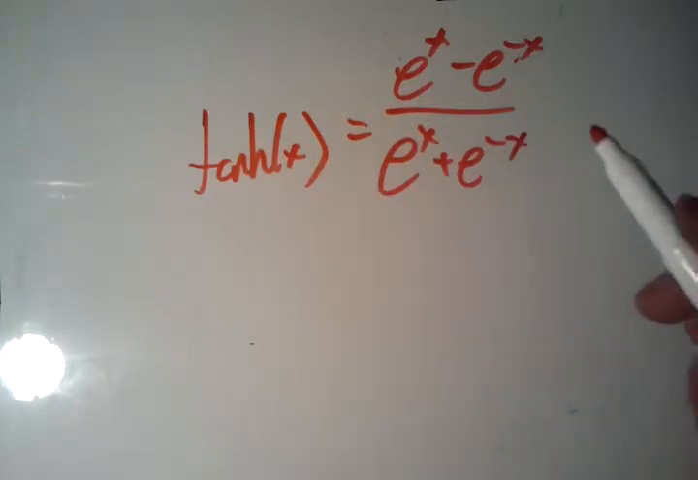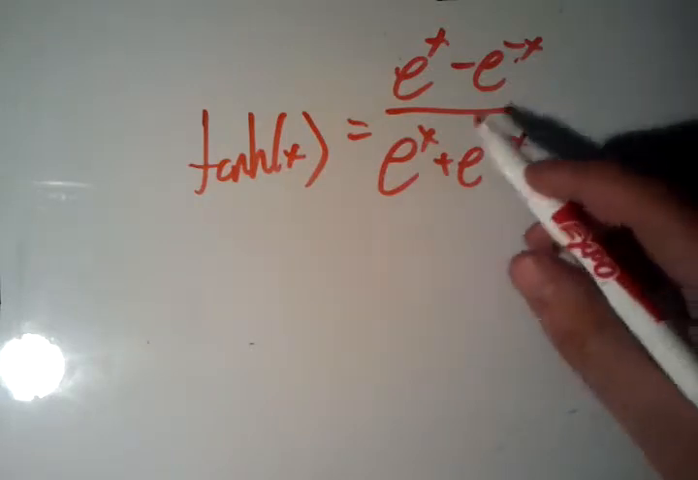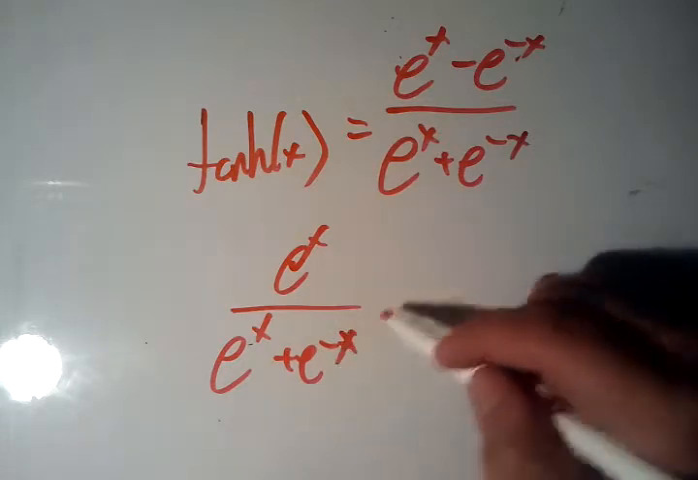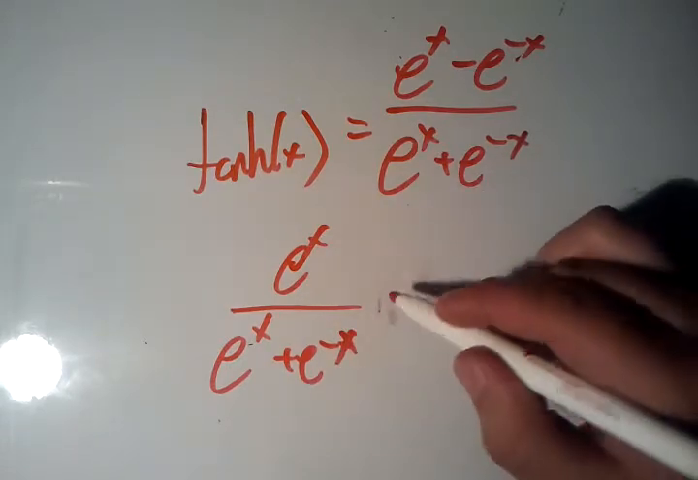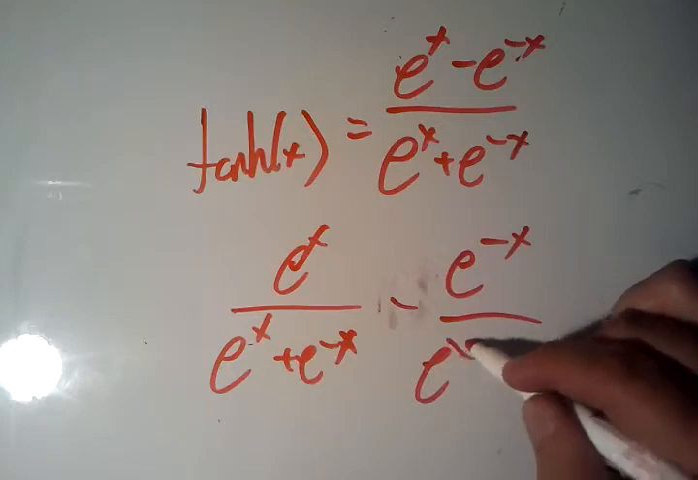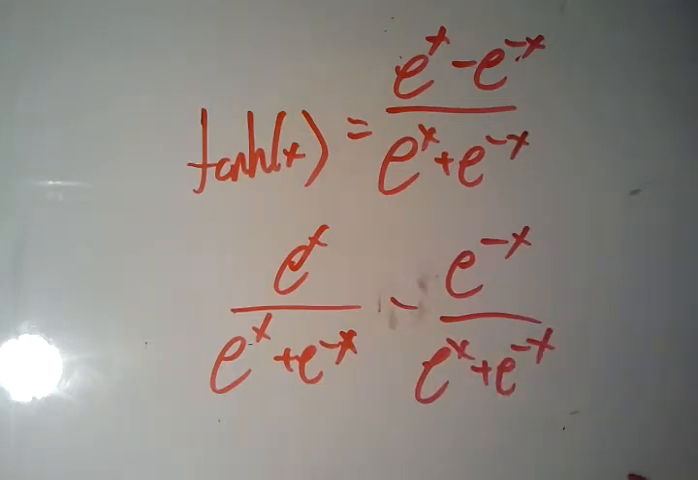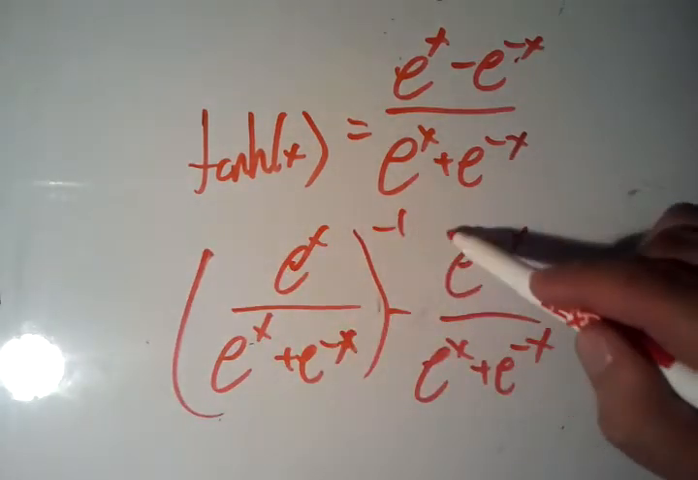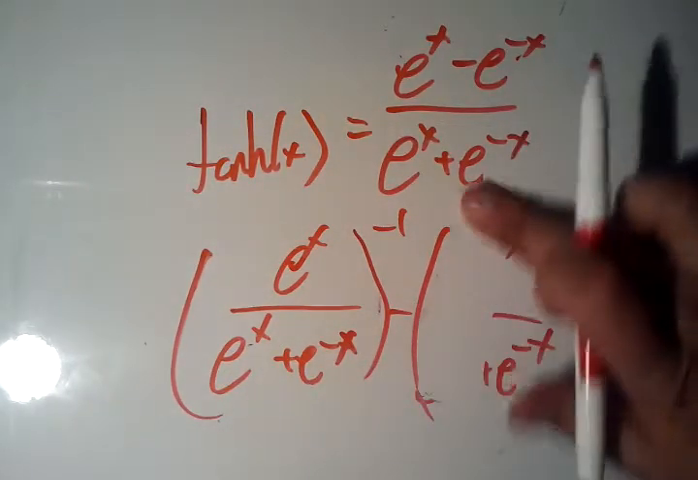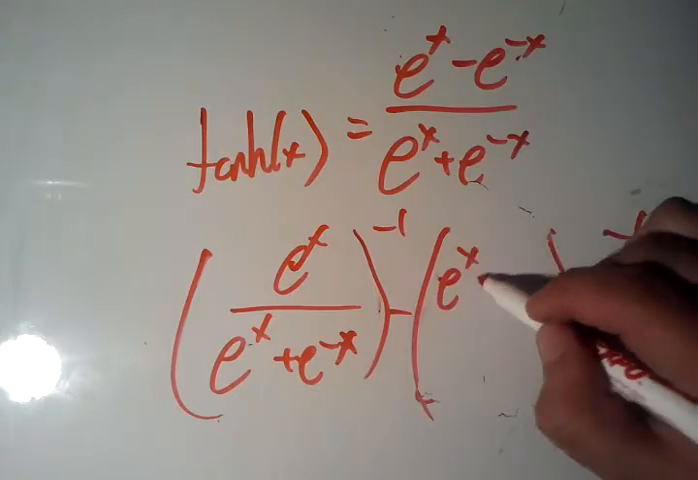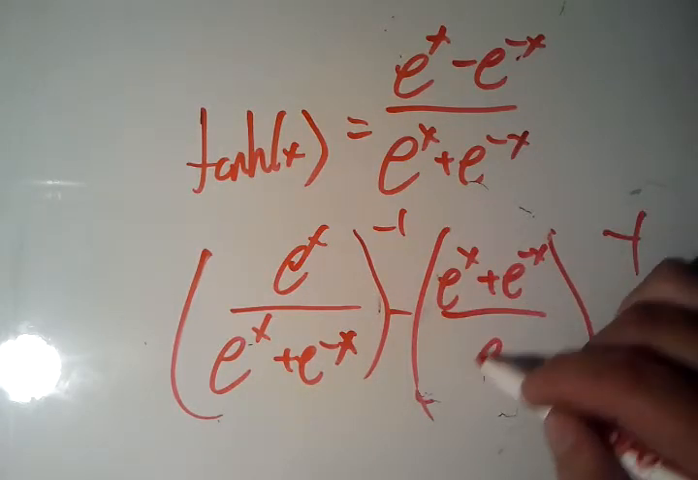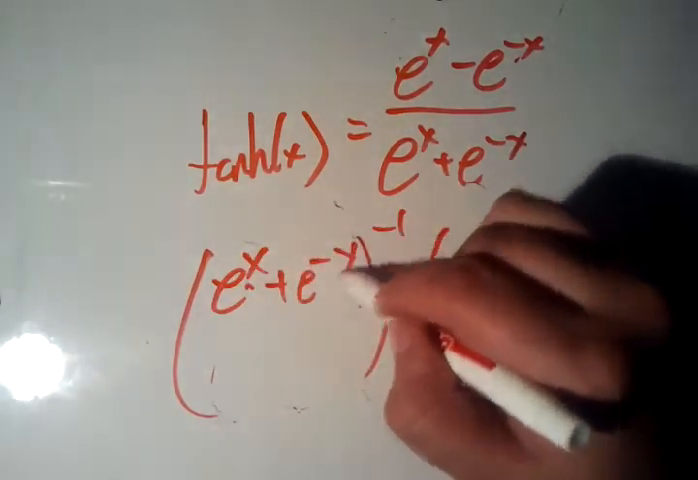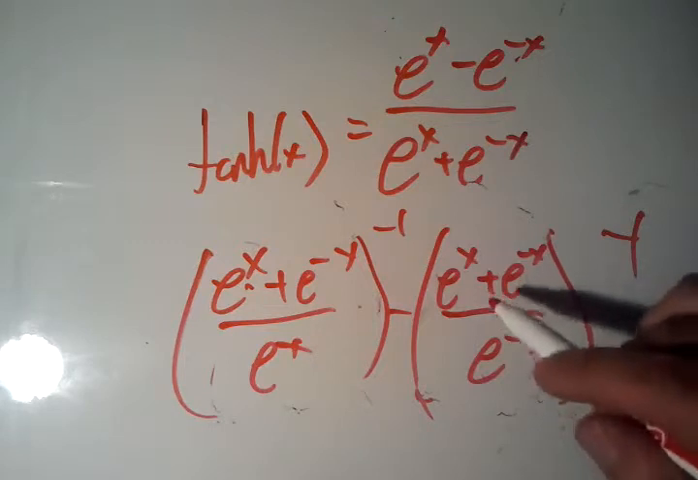So what we're going to do is first split this up. So it's going to be e to the x over e to the x plus e to the negative x, and we're going to subtract e to the negative x over e to the x plus e to the negative x. So it's looking a little bit more manageable now. And then we're going to take each of these to the power of negative 1, which allows us to flip the insides. So it's going to be e to the x plus e to the negative x over e to the negative x. And this is going to become e to the x plus e to the negative x over e to the x. And that's good because now we can reduce further.